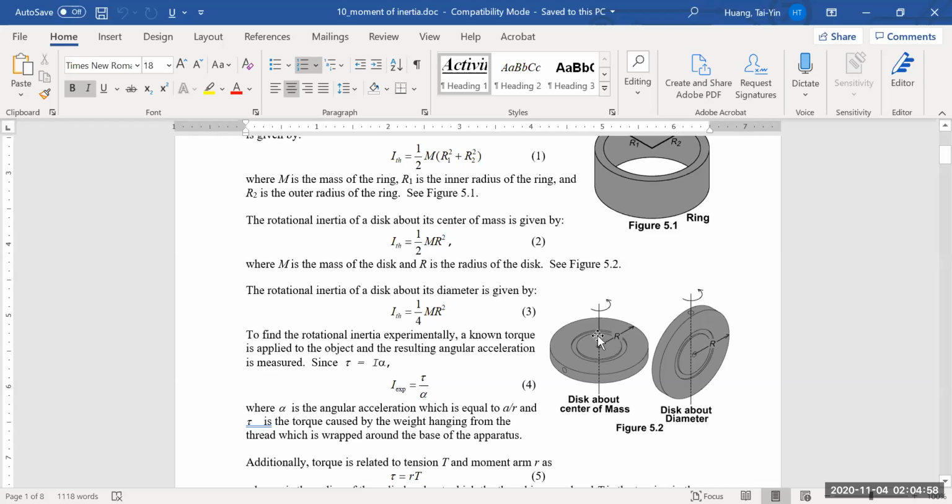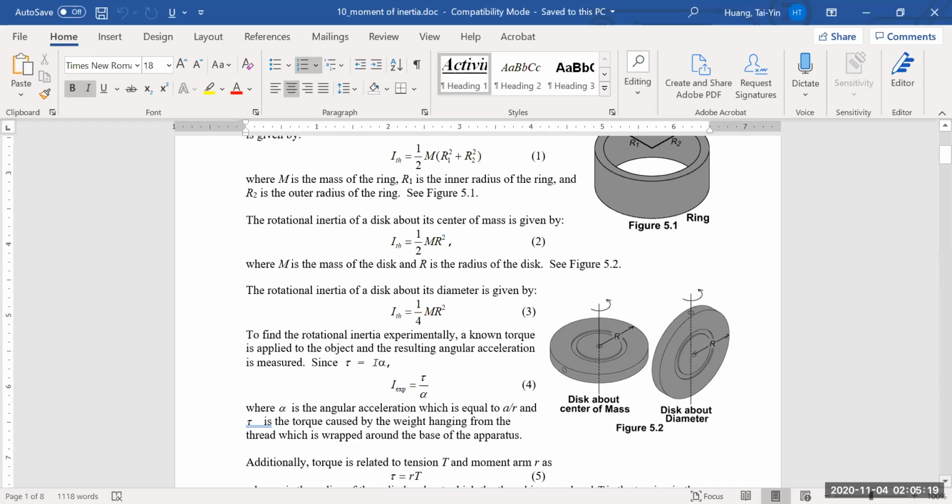On the left, it is 1/2 m r squared. On the right, it is 1/4 m r squared. So you can see that on the right, when it's rotating about the diameter, it is easier to rotate because the I value is smaller than the I value on the left.